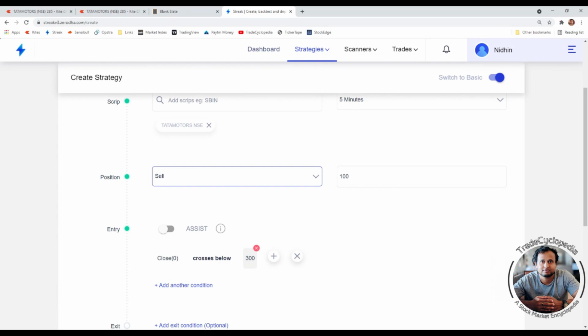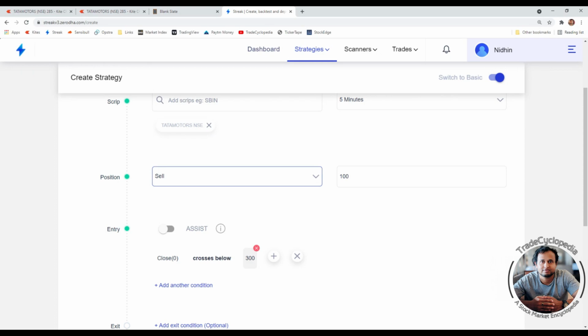But if I use crosses below, then the only chance when this may get executed is if Tata Motors has to trade above 300, let's say 305 or something, and it may close a bullish candle, and then it has to reverse. Then a 5 minute candle has to trade above 300, then close below 300. It can be a gap down opening as well.